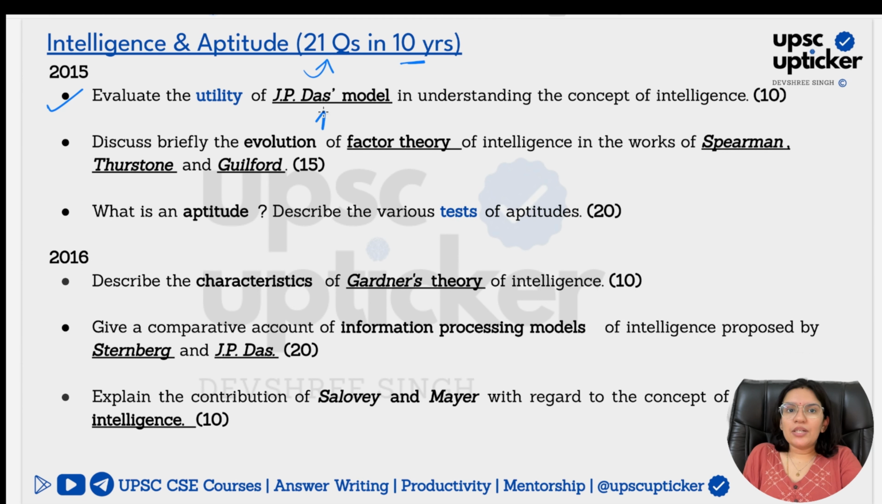Evaluate the utility of J.P. Das model. It's a theory. Here you can see they're asking you about Spearman's theory, Thurston's theory, and Guilford's theory. They want you to describe the factor theory. These are all factor theories.